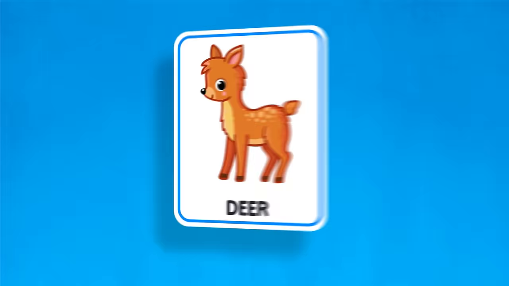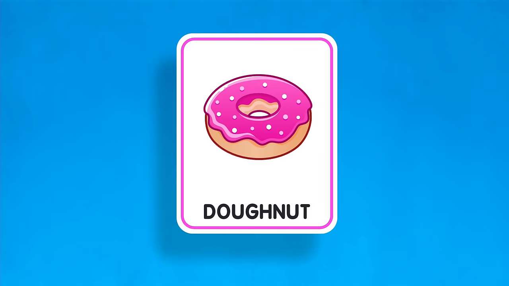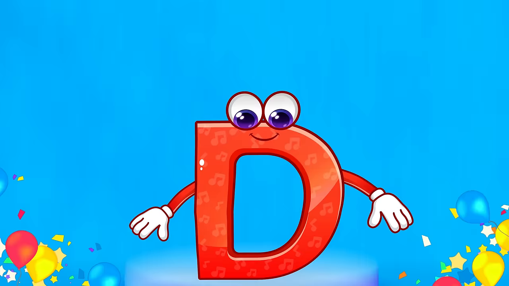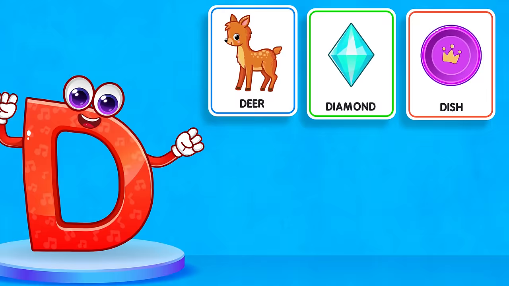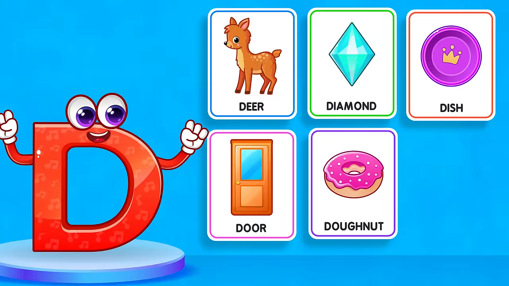Deer. Diamond. Dish. Donut. Door. Dove. This is D. D is for deer. Diamond. Dish. Door. Donut. Dove.